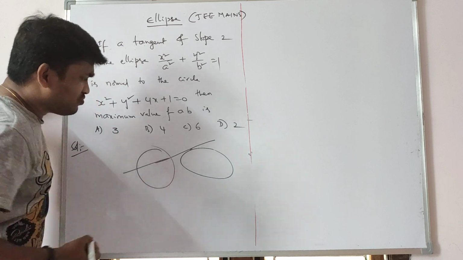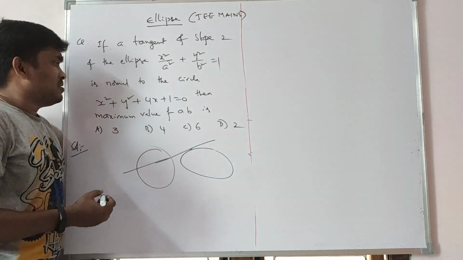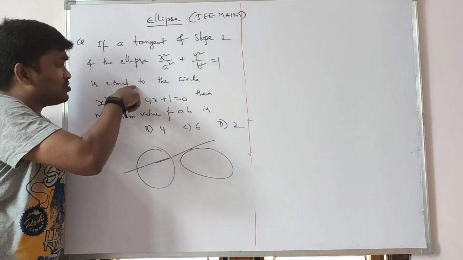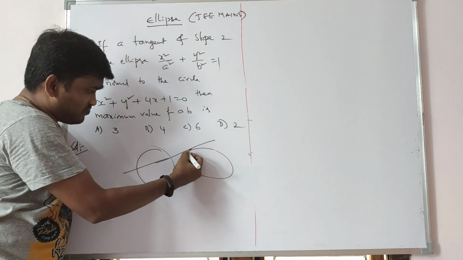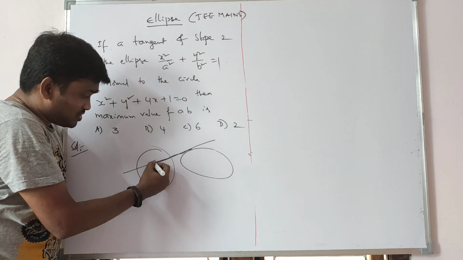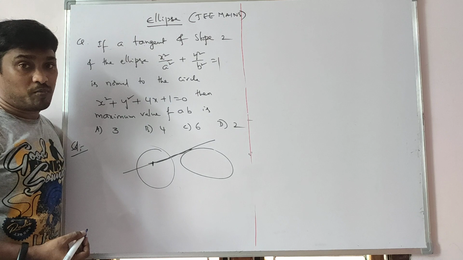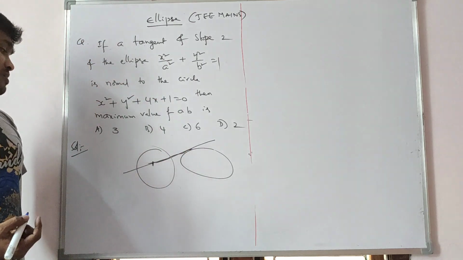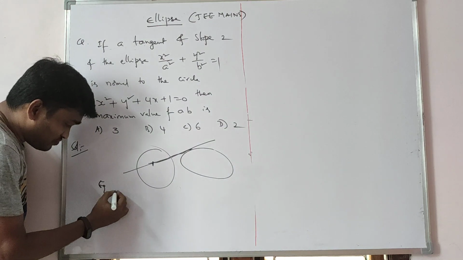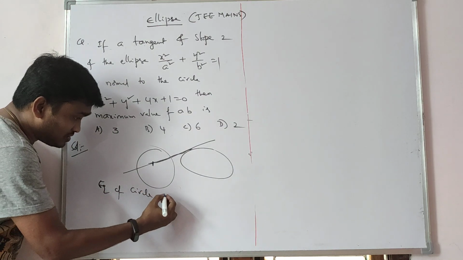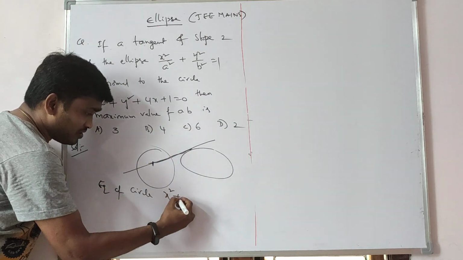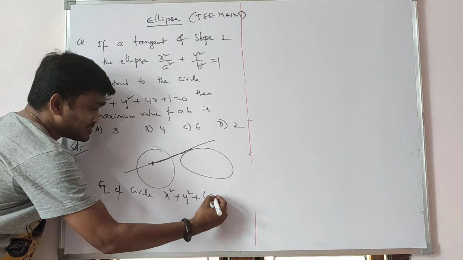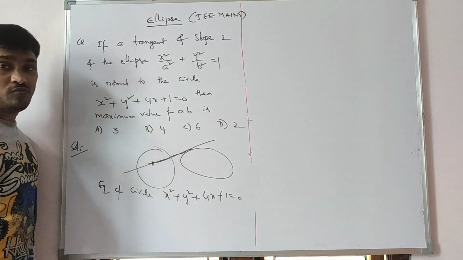So generally we know that the normal to the circle means this tangent always passes through the center of the circle. That is the property. Normal is always passing through the center of the circle. Okay, the equation of the circle is, see carefully, x square plus y square plus 4x plus 1 is equal to 0.